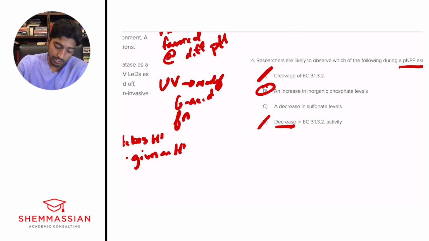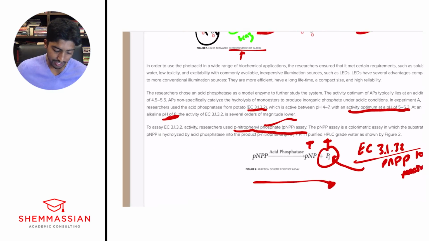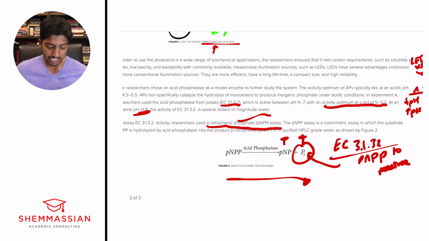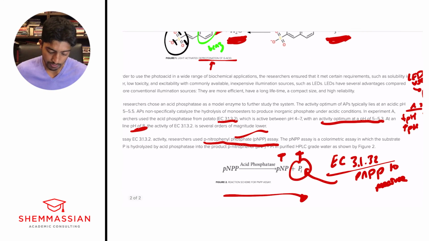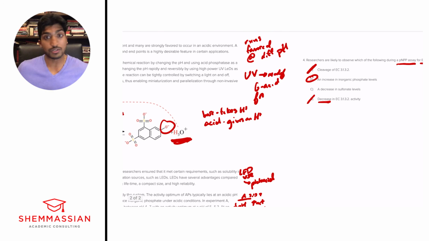And so C will look at a decrease in sulfonate levels. This is not mentioned anywhere in this last two paragraphs, right? We're discussing this PNPP assay. I do not see where it talks about sulfonate levels anywhere in this last two paragraphs. And so if we don't see any information to support an answer, we don't pick that answer. And we do B as our final answer, and we're 4 for 4.